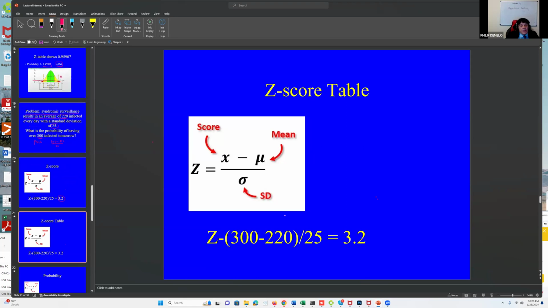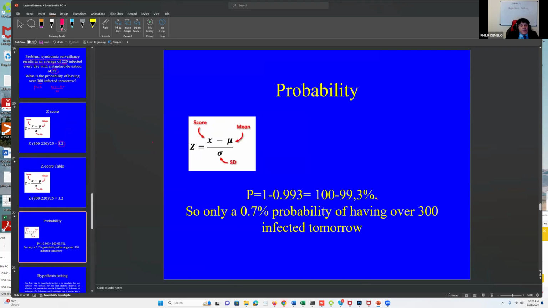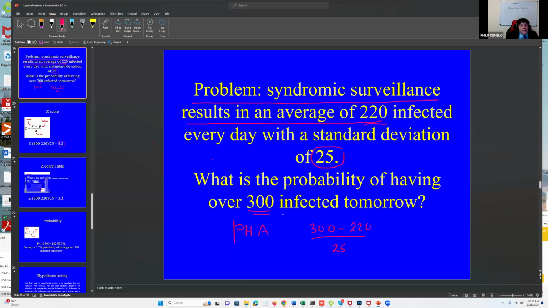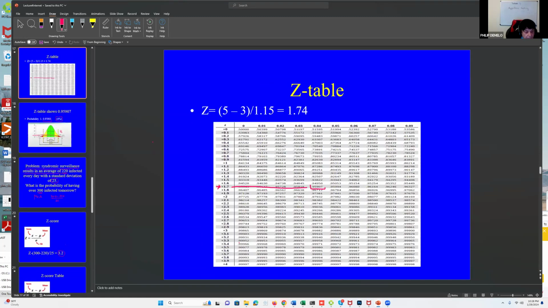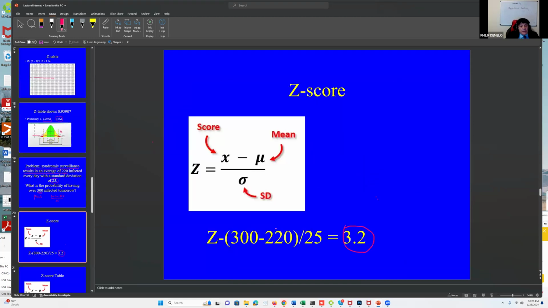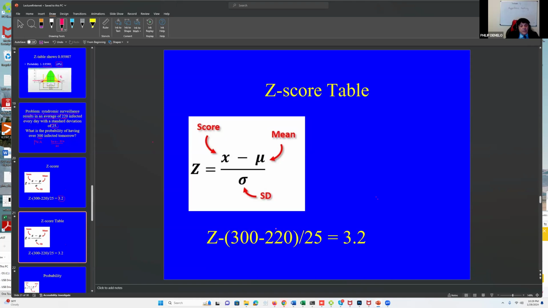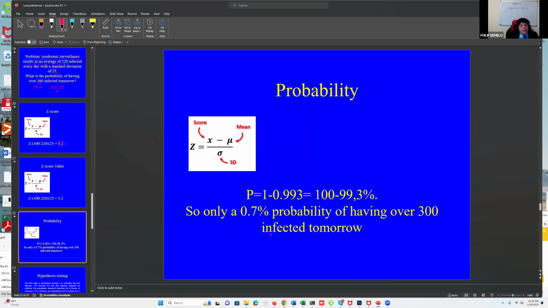Z. And we also find this in our table, this one, 3.3. And you will see that the probability of having 300 infected tomorrow is only 0.7%. So it's very, very small. There is a probability, but it's very, very small. So you have to tell your supervisor that tomorrow, the probability of having 300 infected is very, very small. It's less than 1%. Okay.